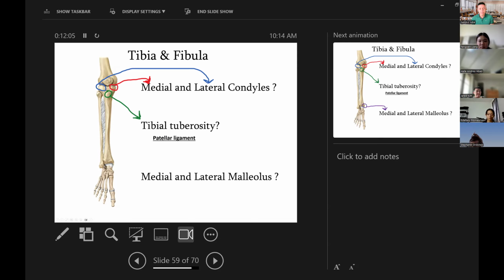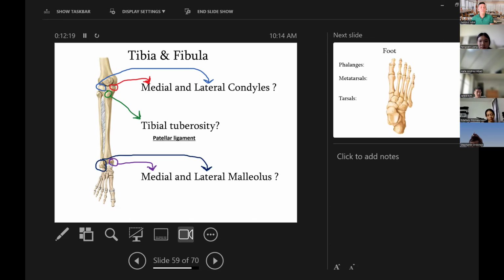On the distal end, we have two malleolus. We have a medial malleolus that belongs to the tibia. So it is the medial malleolus of the tibia. And we have the lateral malleolus that belongs to the fibula. And you know these bones right here. If you touch your ankle right now and you feel those two big bones to the side of the ankle, these are the malleolus. You're touching the medial malleolus of the tibia and the lateral malleolus of the fibula.